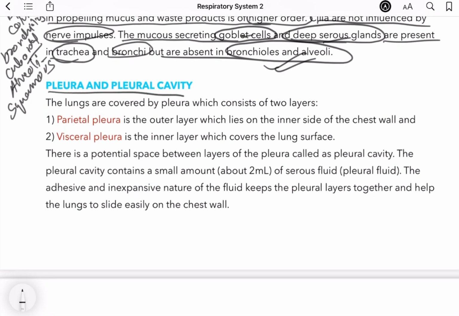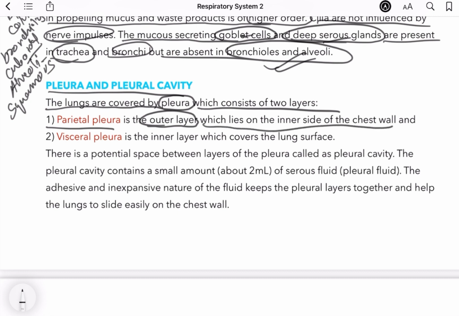Now next, pleura and pleural cavity. The lungs are covered by pleura, which consists of 2 layers. Now pleura is the supporting membrane of the respiratory system. Pleura is also of 2 types. First is the parietal pleura, the outer layer which lies on the inner side of the chest wall. Don't get confused. Parietal pleura is the outer layer, but it lies here inside. Where I have marked black, it lies there, but actually it is the outer layer.